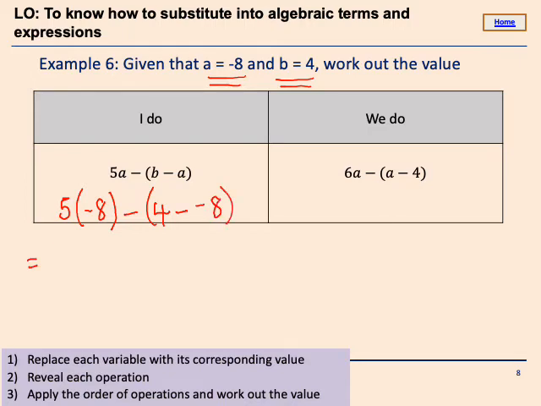So we do the brackets first, as BIDMAS tells us. So we have 4, the 2 minuses become plus, so we have 4 plus 8 in the second brackets, which gives us 12. And we're subtracting that from 5 times by negative 8, so we're going to get negative 40, subtract 12. So if we're at negative 40 and we go 12 lower, we're going to get to negative 52.